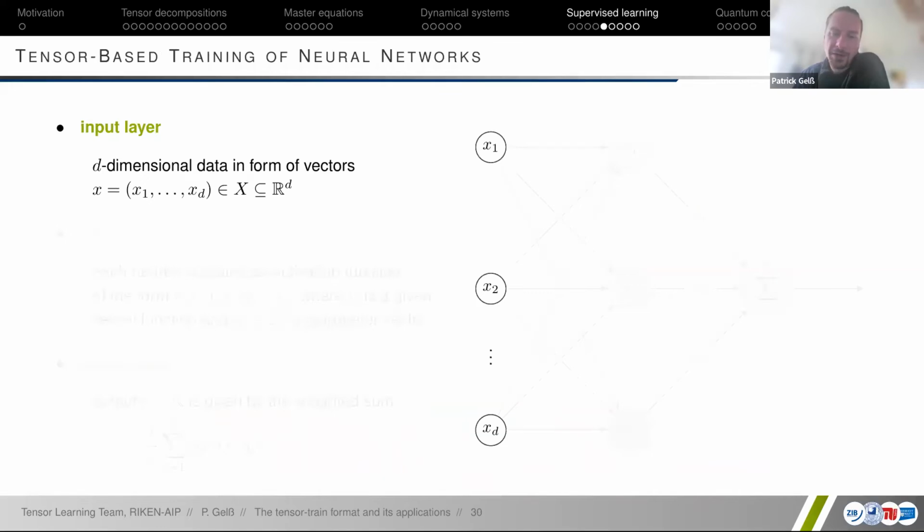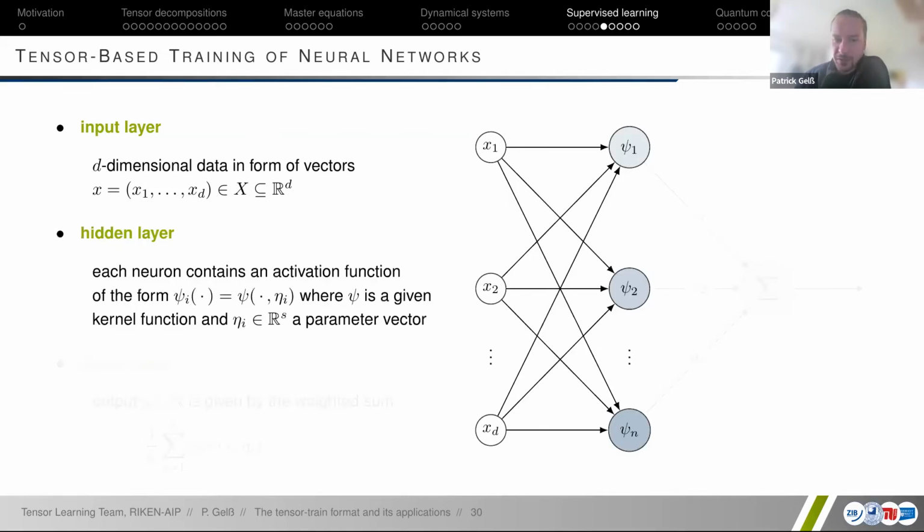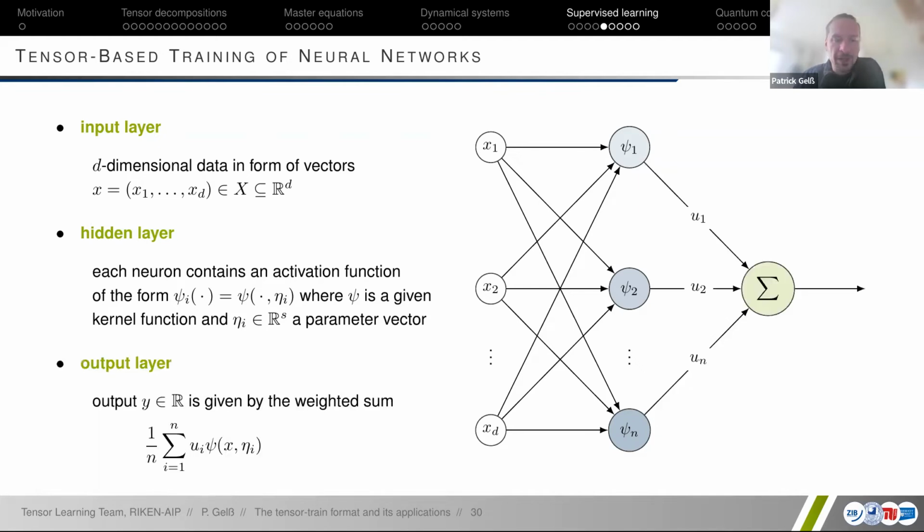One of the current projects is that we want to train neural networks by using tensor trains. We consider a single layer neural network where we have an input layer, then a hidden layer containing our activation functions, which are actually kernel functions depending on the parameter eta, and then our output layer. This neural network can be seen as the weighted sum over the evaluations of our activation functions.